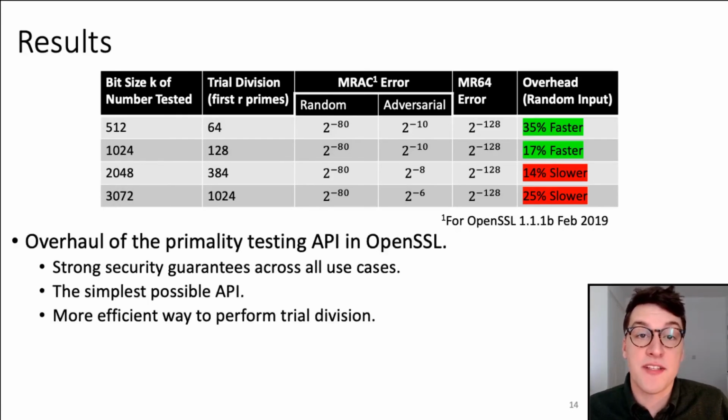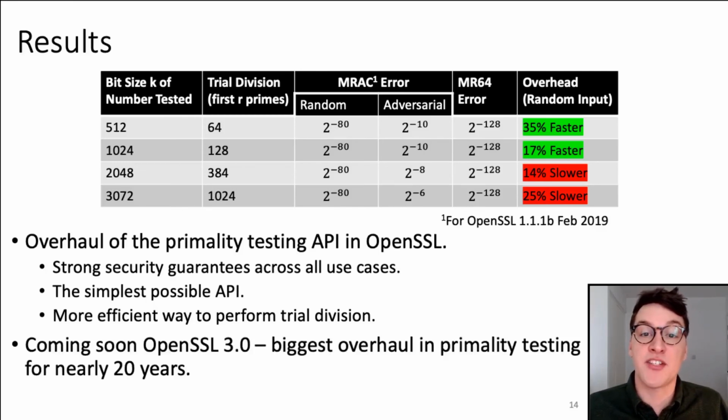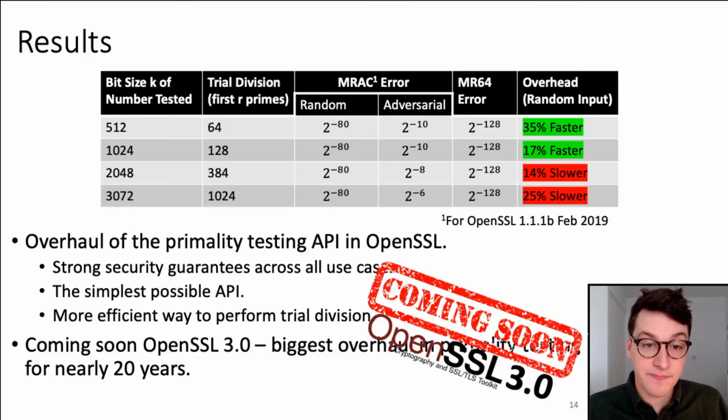So to summarise, in this work we provide an overhaul of the primality testing API in OpenSSL. The API will now provide strong security guarantees across all use cases, the simplest possible API, and a more efficient way to perform trial division. OpenSSL responded to our recommendations well, and have included the APIs we introduced into OpenSSL 3.0, signifying the biggest change to the primality testing code for OpenSSL in nearly 20 years.